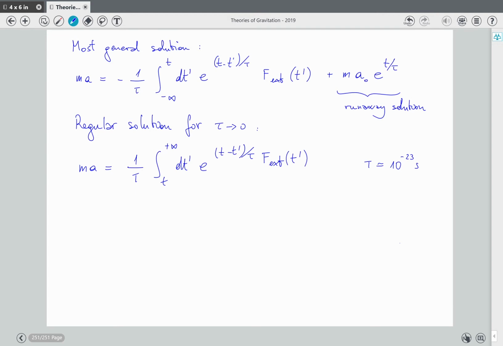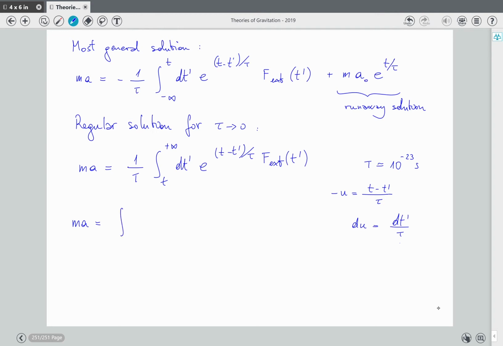Why is this regular? You can show that this is regular for tau going to 0 if you expand in tau by making a change of variables. Let me call the argument of the exponential minus u. Minus u will be (t minus t prime) divided by tau. So you have m a equal to what? So du is equal to dt prime divided by tau, which is what you get there, dt prime divided by tau.